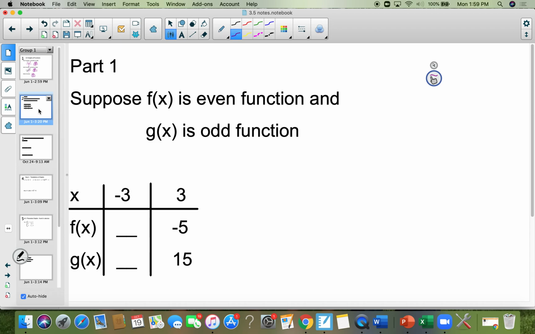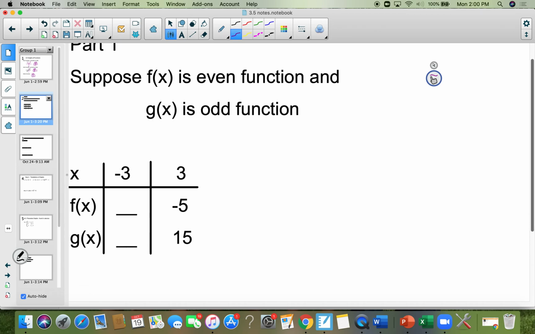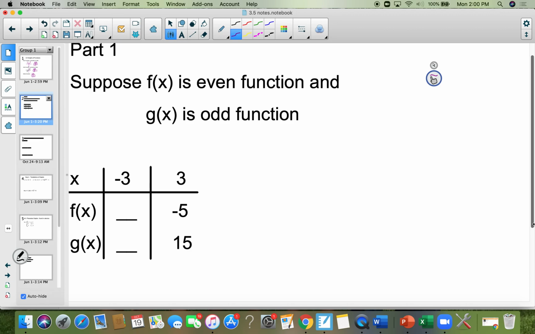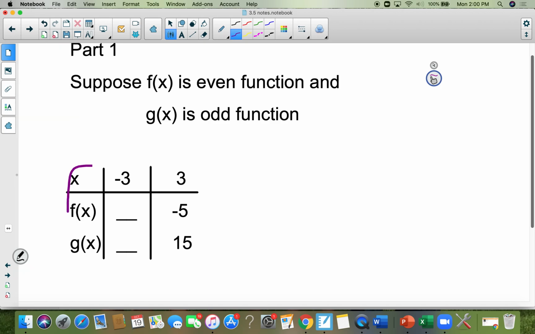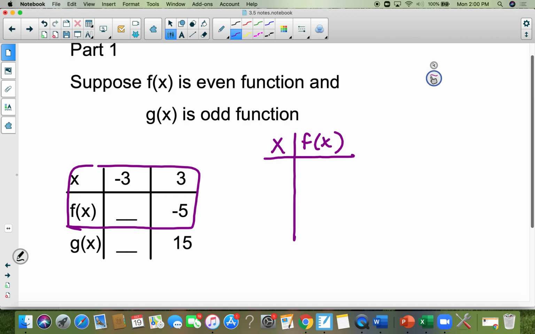So for the first part of the assignment in part 1, let's see if you guys remember what I just said on that first page. This is a chart, and the first chart is your x and your f of x, and this book does it horizontally, but you can look at it vertically if you want. So it goes negative 3 and 3, and under the 3 there's a negative 5.